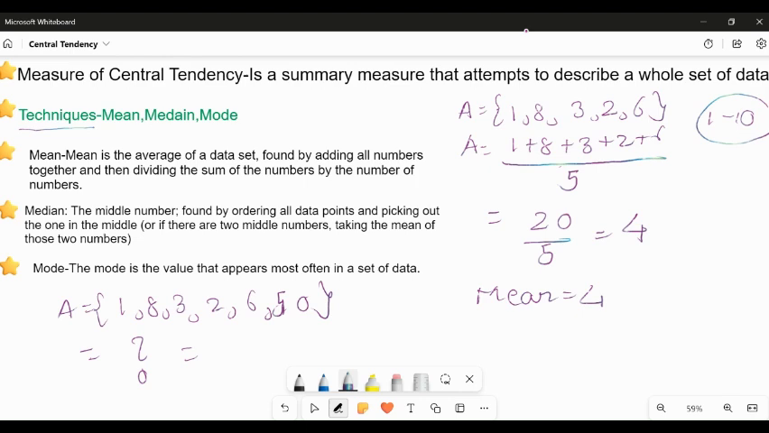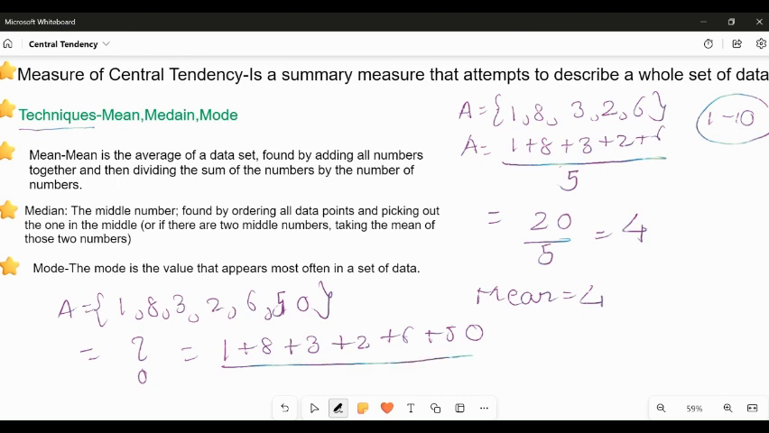So in what way? I will do the same thing over here. I'll add each and every number: 1, 8, 3, 2, 6, plus 50. The earlier sum is 20, and 20 plus 50 is nothing but 70. Now the count is 6, so 70 divided by 6 is 11.1 something, approximately. We'll take the rounded value, which is 11.